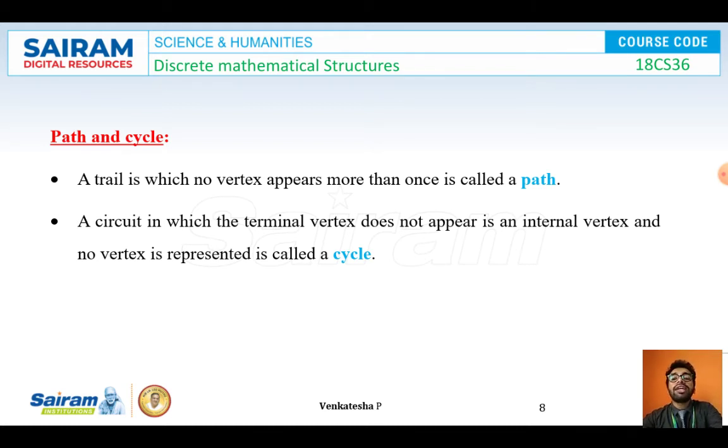So next is a cycle. To define a cycle, I am taking a circuit in which the terminal vertex does not appear as an internal vertex and no vertex is present more than once; it will be called a cycle. So I am taking a closed walk here, and no vertex is repeating, so it will be called a cycle.